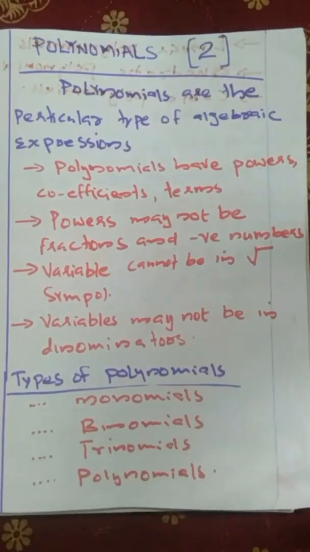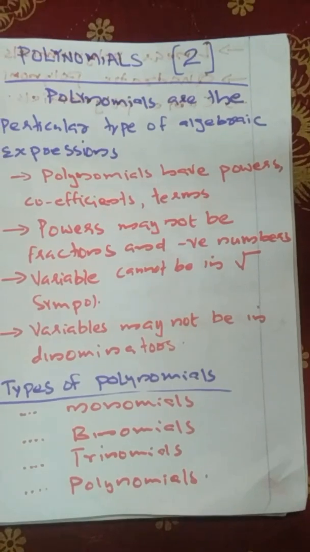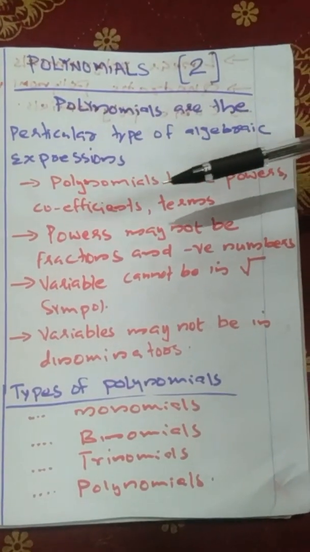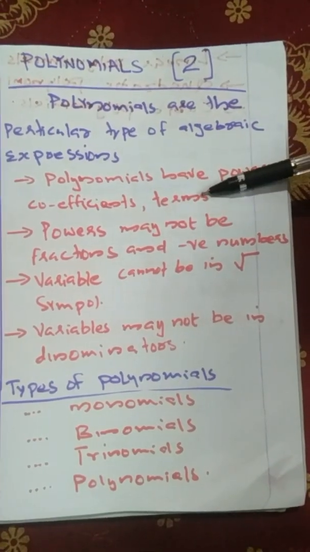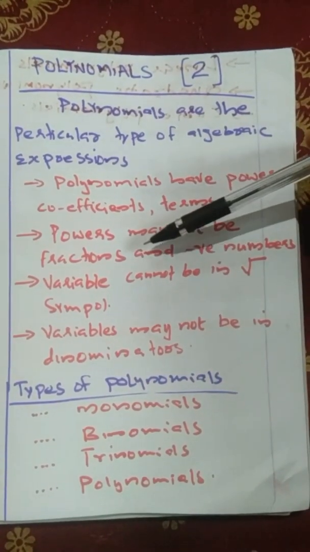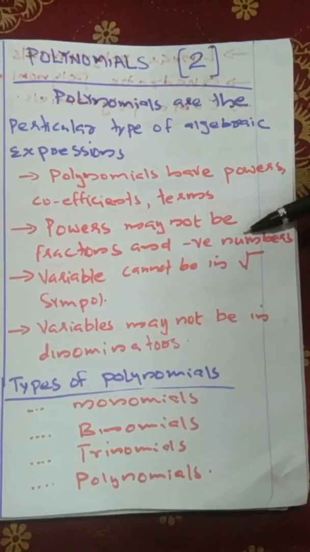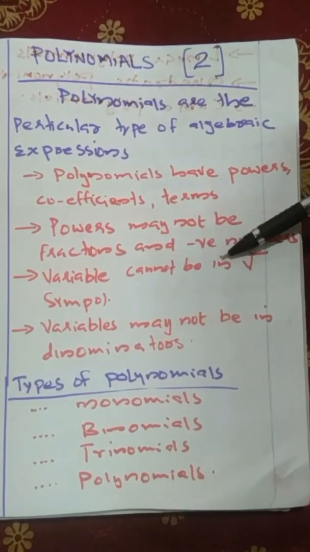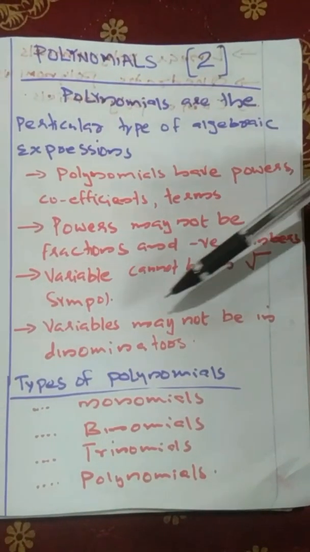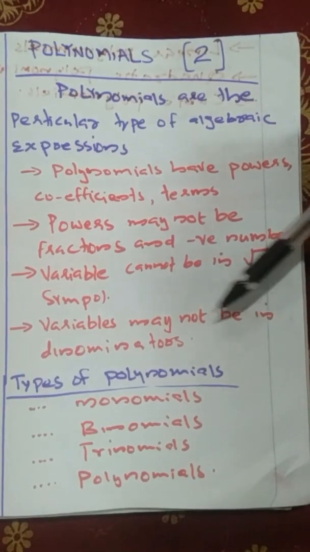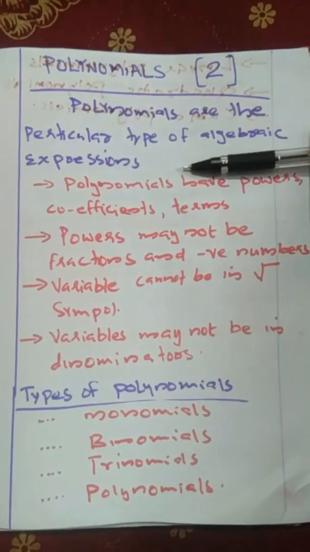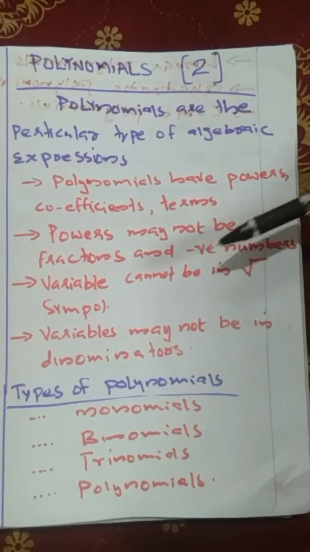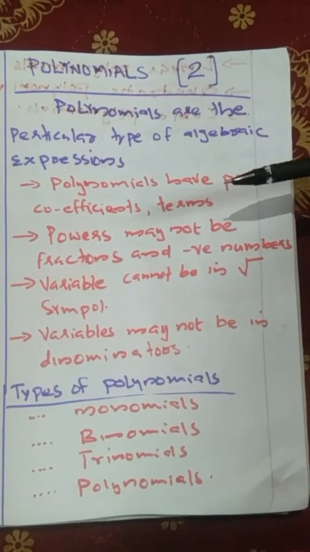Students, these are the conditions. Polynomials have powers, coefficients, and terms. Powers may not be fractions or negative numbers. A variable cannot be in a root symbol. Variables may not be in denominators. All these conditions must be satisfied in a polynomial. Otherwise, that expression will not be a polynomial.